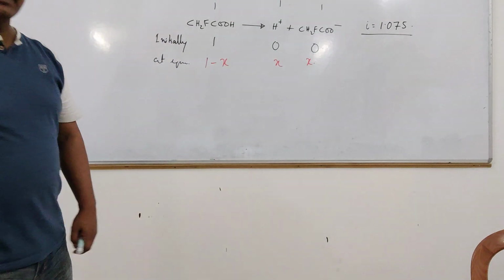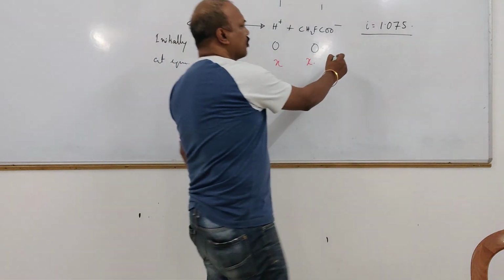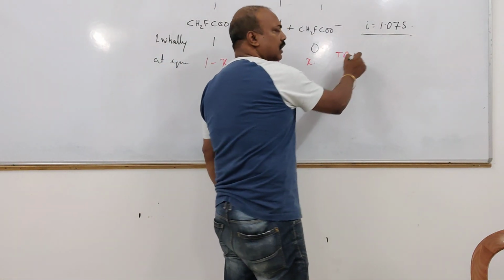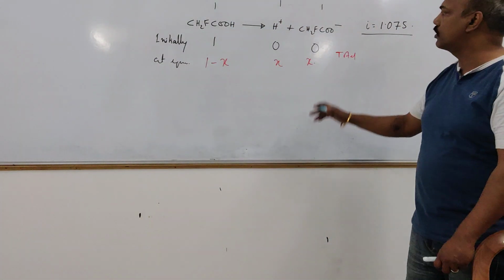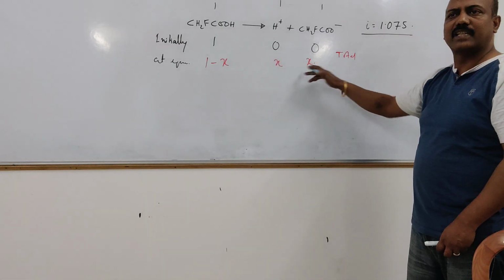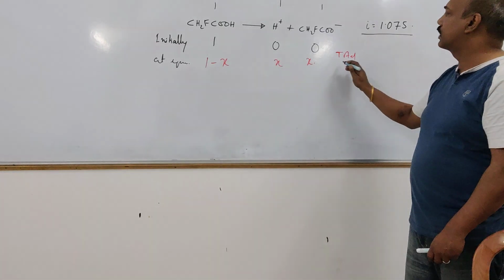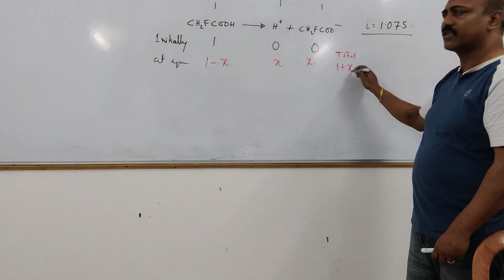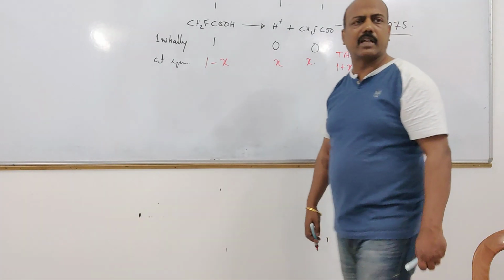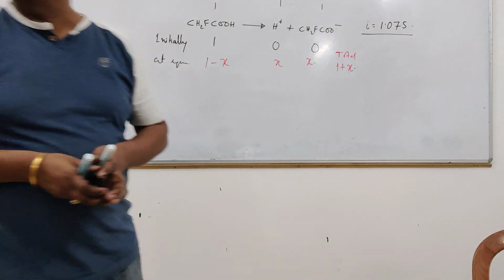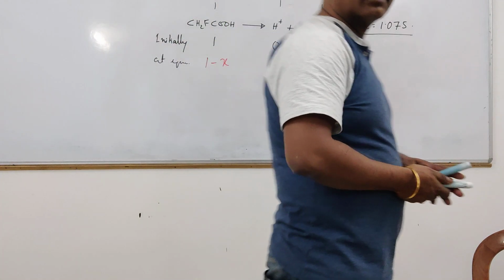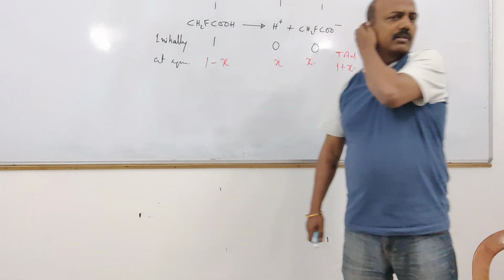Yes? Okay. So what is the total number of moles at equilibrium? Just calculate the total number of moles. It's 1 minus X plus X plus X. Right? So that is equal to nothing but 1 plus X. One X will cancel, one plus X remains. Yes or not? Is it 1 plus X? Okay, that is the total number.